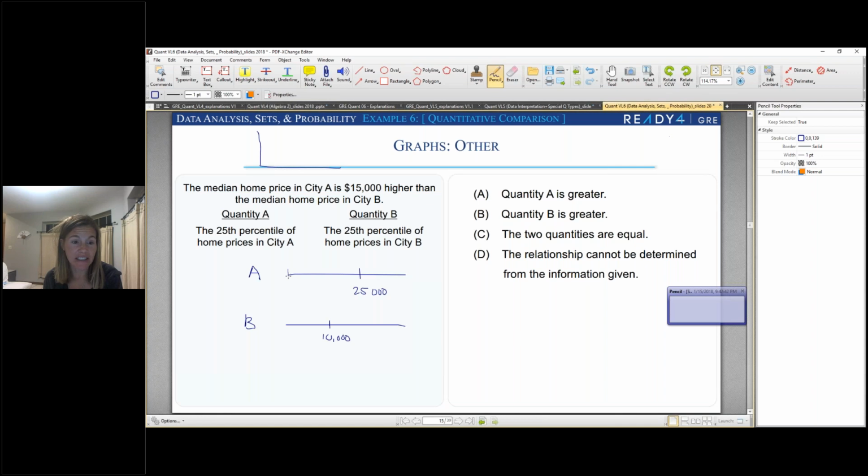We don't know if this goes down to 0 or if this goes down to $24,000, right? We know nothing about the range here, so we can't possibly know anything about the 25th percentile. So in this case, the relationship cannot be determined. Good answer. Okay.